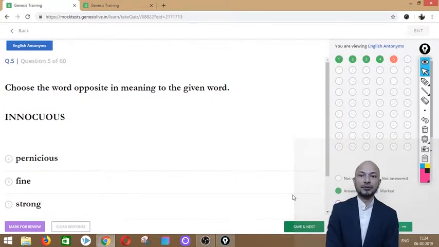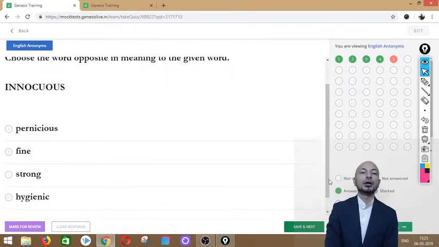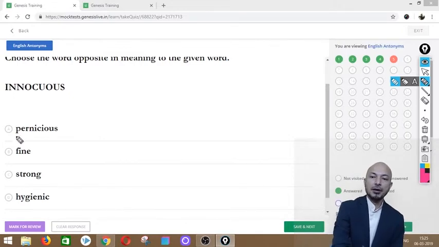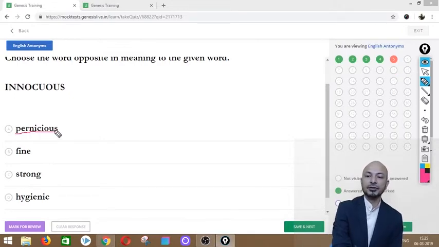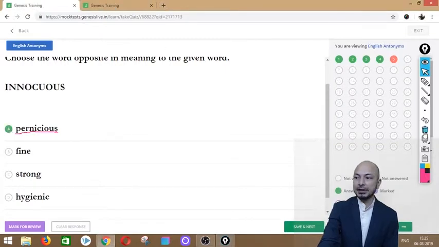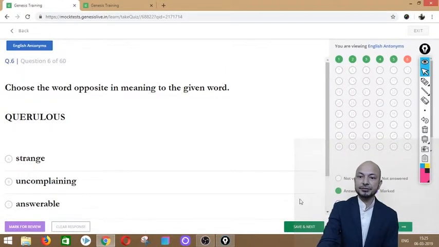So we come to question number 5, and the word given is innocuous, and the options given are pernicious, fine, strong, and hygienic. And our answer is going to be option A, which says pernicious. Now innocuous means something which is very harmless, and pernicious is something which can cause a lot of harm. So it's exactly the opposite word, and so we click option A and we say next.